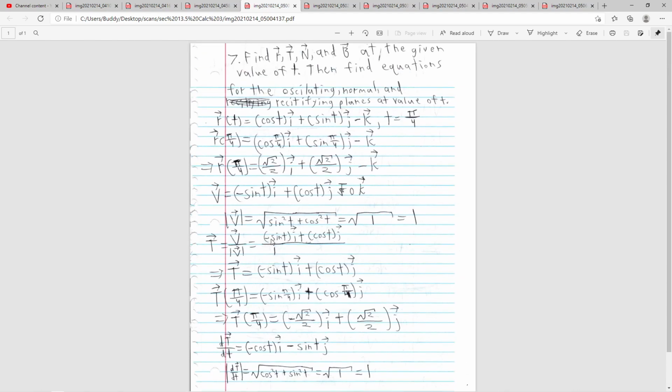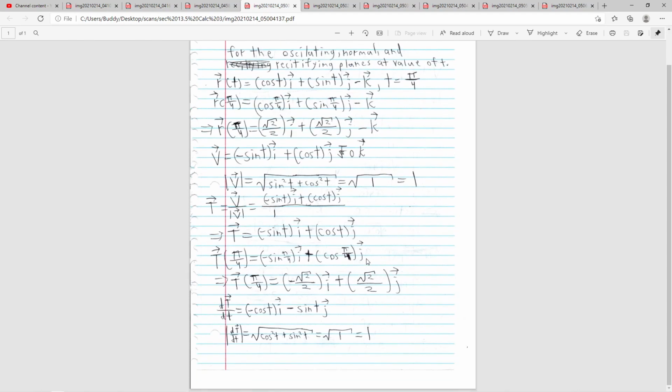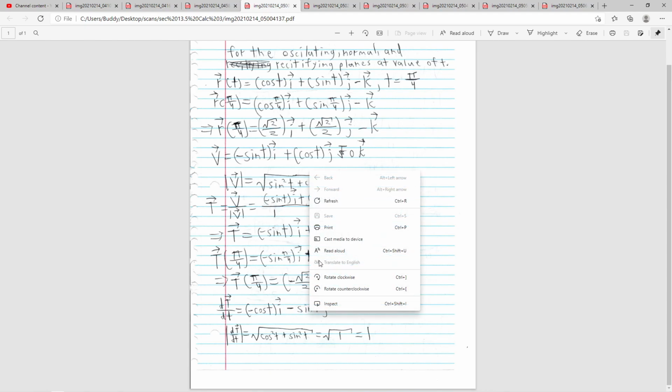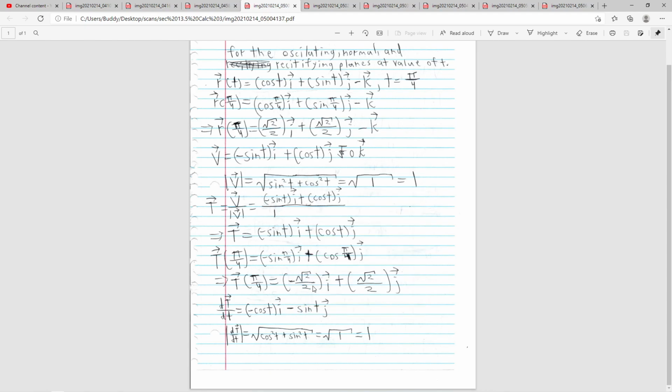So T is essentially equal to v in this case: negative sine t i plus cosine t j, as derivatives worked. So T of pi fourths is negative sine pi fourths i plus cosine pi fourths j. It's again square root of 2 over 2. Like all these sine and cosine values, pi fourths is just different depending on the sign in front of them. So it's negative square root of 2 over 2 i plus square root of 2 over 2 j.